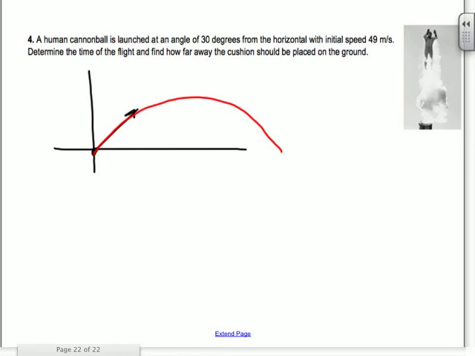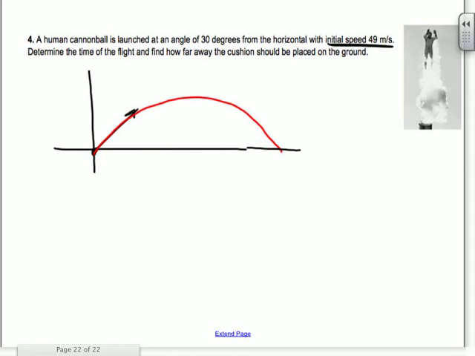Okay, those of you that have taken physics will think these are super easy. Those of you that are not in physics might have a little bit of a hard time at first, but it's fine. It won't be bad. All right, notice how I said initial speed is 49 meters per second. Think about that. So this person is being fired from a cannon at 49 meters per second.